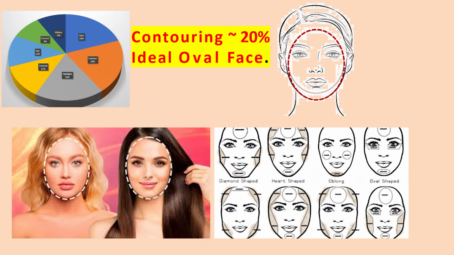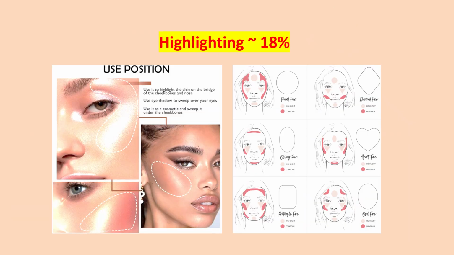Besides normal contouring, we have an advanced contouring called projection. So if normal contouring you can't do, then you will have to go for projection. After eyes 20%, contouring 20%, it's highlighting. So highlighting is vital. 20% and 18%, almost as important as eyes and contouring.